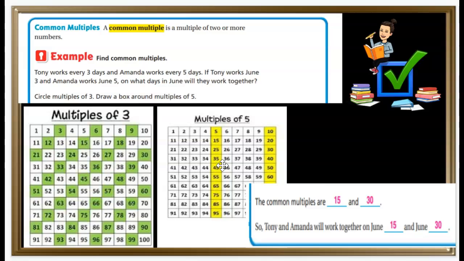We are going to look for the number that multiples of 3 and multiples of 5 will share together because it is asking us to look for the common multiple. I can see that multiples of 3 have the number 15, that it also appears in multiples of 5. So one of the numbers that they share will be 15. And I can also see that multiples of 3 have 30. That shows in multiples of 5. Therefore, Tony and Amanda will work together on June 15th and June 30th.